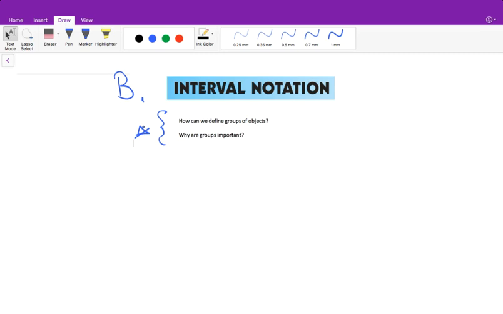So now we're adding one more, but it's going to be how can we define the groups of objects, which is something that we've already wrote. And then we're also going to say, why are groups important? So why is it important that we are grouping these objects together? That's a new one that we're adding today. All right, throughout the video, I want you guys to keep thinking about how we can define groups of objects, and also why are groups important.